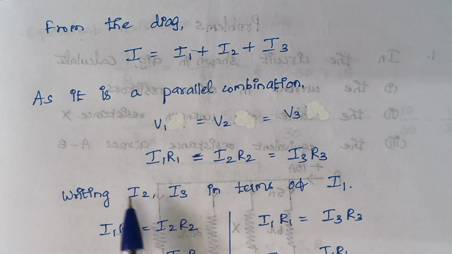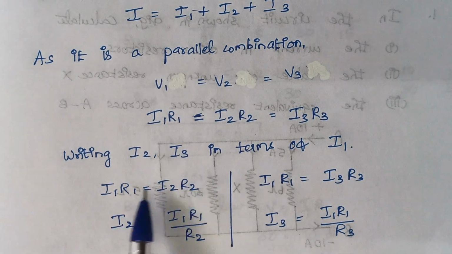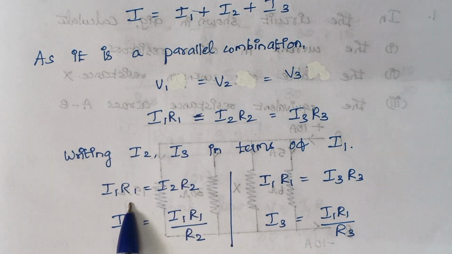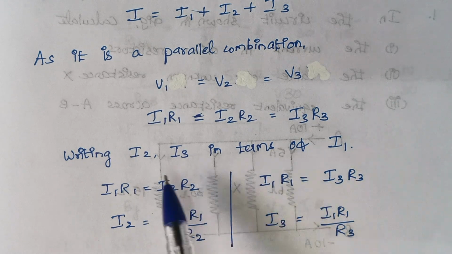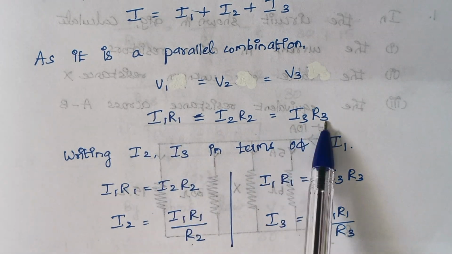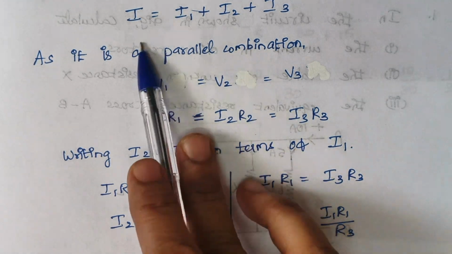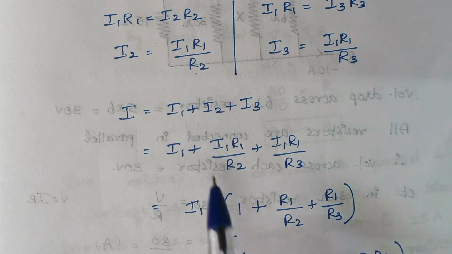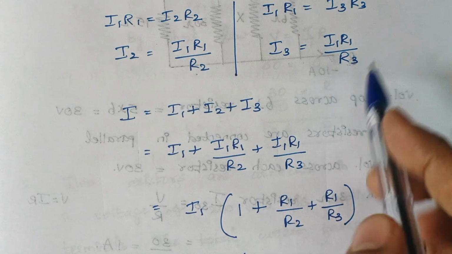Right. Now we are going to rearrange the terms and find the values of I2 and I3 in terms of I1. So first take these two expressions. We need I2, so we are going to move this R2 to the left hand side. So here it is written as I1 R1 by R2. Again consider I1 R1 and I3 R3. Again just calculate the value of I3 here. Right. So the value of I is I1 plus I2 plus I3. So just replace I2 with this expression, and I3 with this expression.